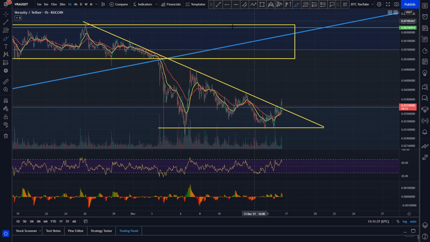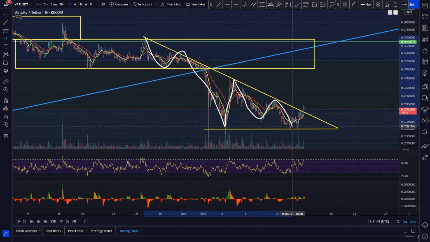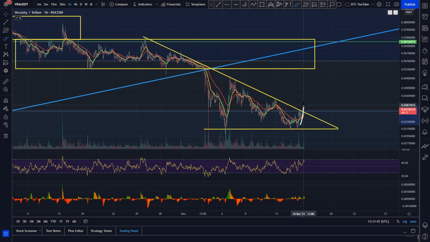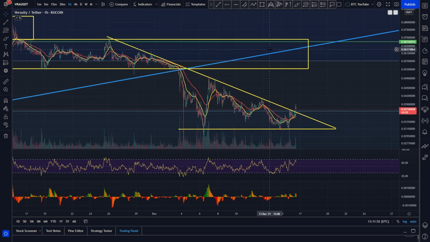And you can see very, very clearly here, the resistance, touch, we come all the way down, touch again, come down, touch again, come down, we double bottom, potentially with this area here, and we get the touch here and the breakout. So this is looking like Verasity here could be seeing a little bit of upside fairly soon.